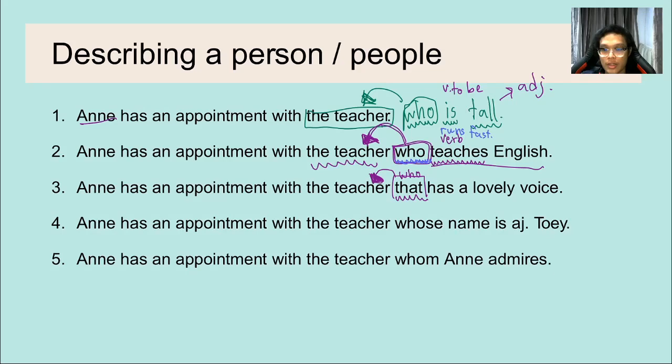Anne has an appointment with the teacher whose name. The word whose is different from the words that and who. That and who are similar, right? We can use them interchangeably. But for the word whose, we cannot use it interchangeably with that. So what does it mean by the word whose? Anne has an appointment with the teacher whose name. What does it mean, whose name?